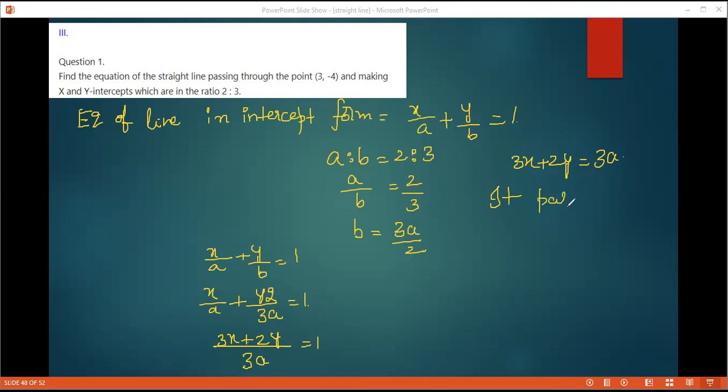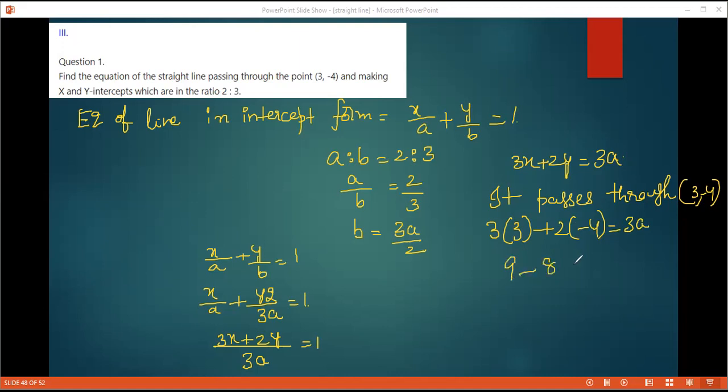It passes through which point? It passes through 3 comma minus 4. I just substituted x as the first coordinate and y as the second coordinate. Simple. 3 into 3 plus 2 into minus 4 is equal to 3a. 3 threes are 9. 9 minus 8 is equal to 3a, and a is equal to 1 upon 3. So what do we get now? We are getting the equation of the required line.